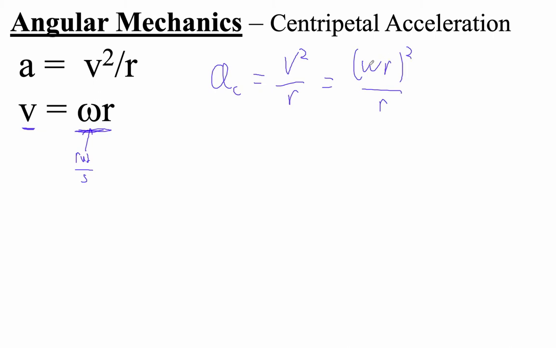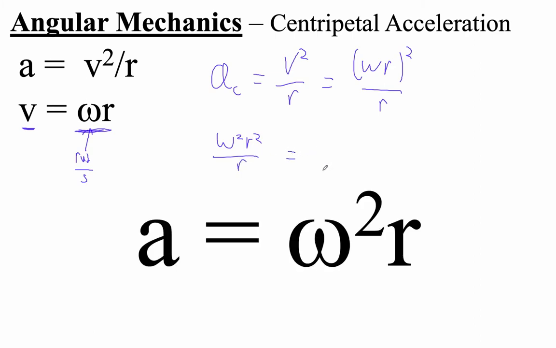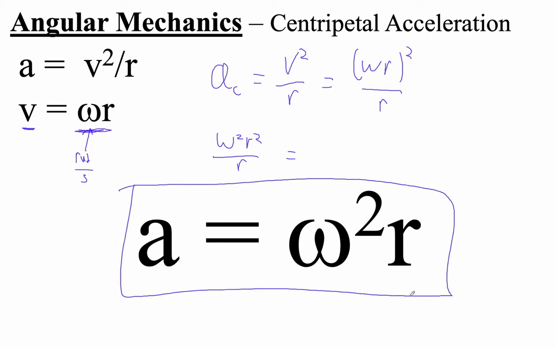Well, omega r squared over r becomes omega squared r squared divided by r, which is omega squared r. So that is our formula. This is just our radius, that's going to be in meters. This is our angular velocity. It has to be radians per second. Can't be rotations per second, can't be RPMs, can't be anything else, okay?